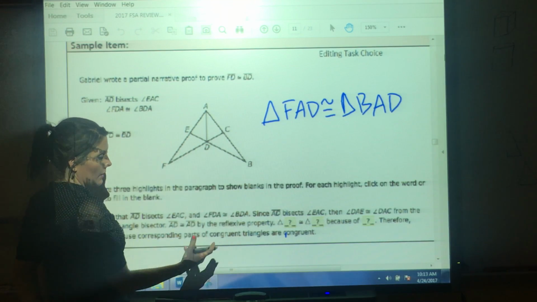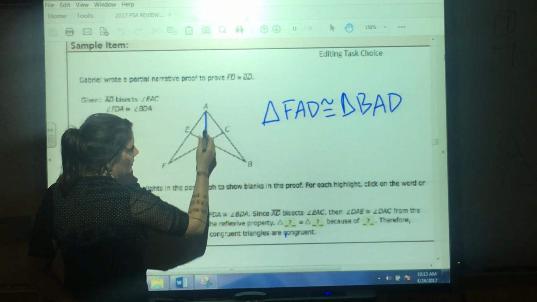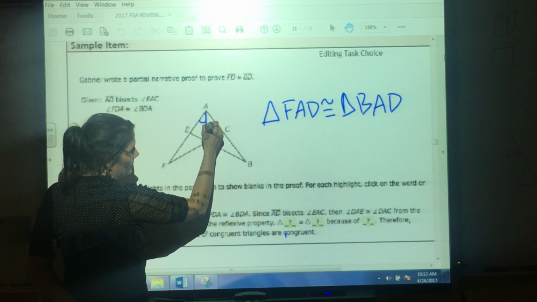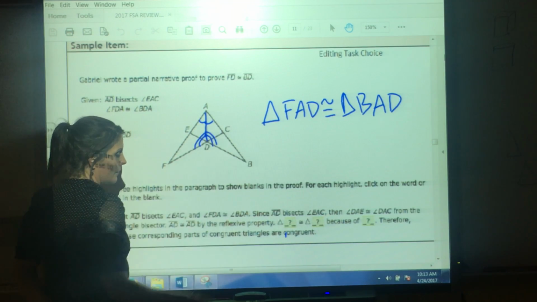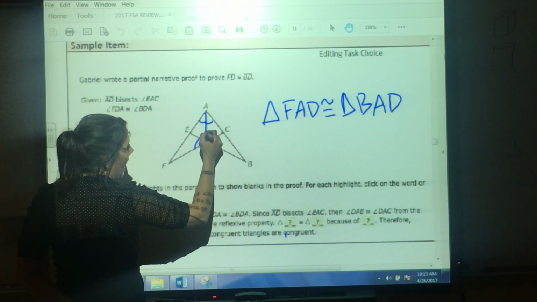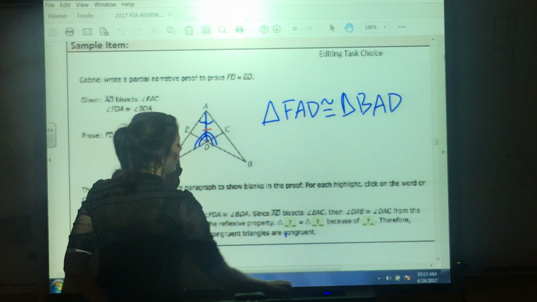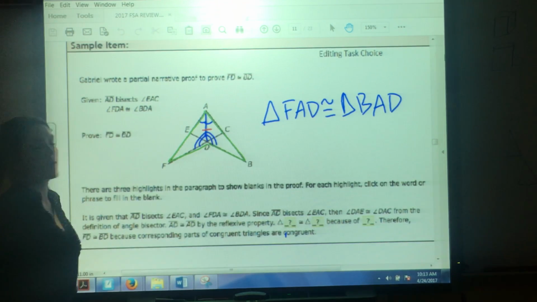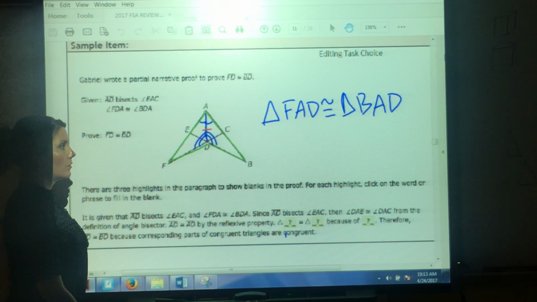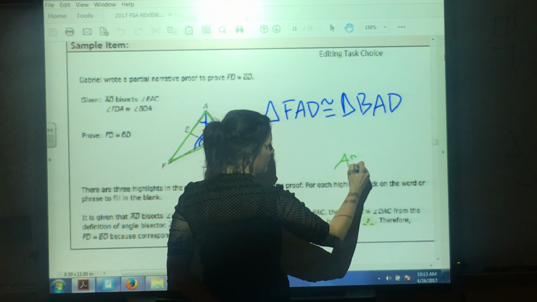Think about it. We started out, we said that, okay, this is the bisector, so that means this is congruent to this. It was given to us that that was congruent to that, and then from there we said AD is congruent to itself. So then we said, okay, because of all of that, this triangle is congruent to this triangle. Why? Angle, side, angle. There you go, angle, side, angle. So right here you would put angle, side, angle.